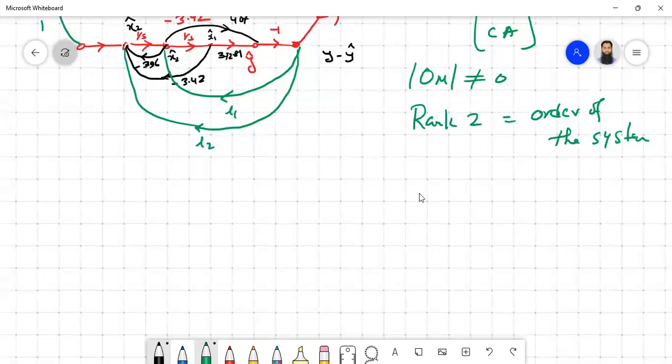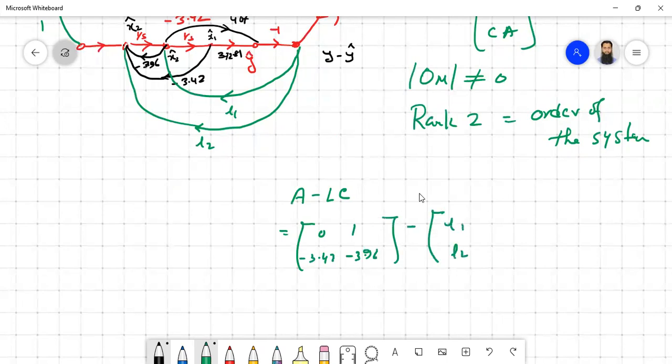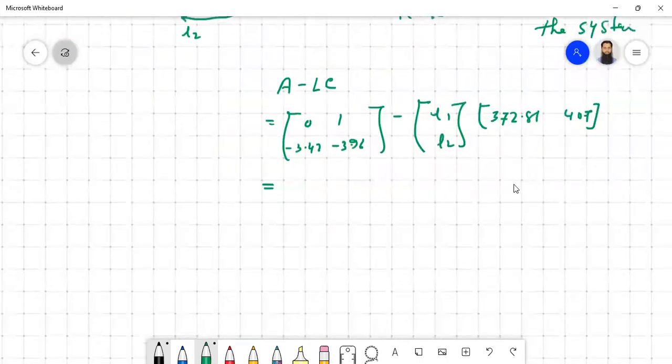So next is finding the desired value, that is A minus LC. A is already figured out, which is 0, 1, minus 3.42, minus 3.96, and minus you have L1, L2 with 372.81 and 407. Okay, so this will give us, we're writing it quickly, skipping one line because if we have practiced well, it should not be.